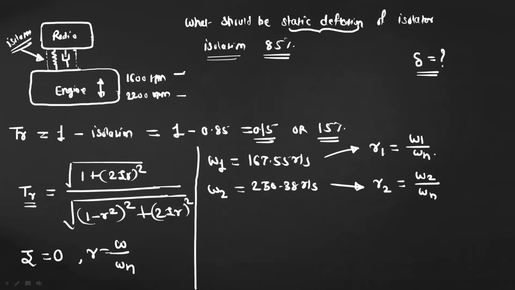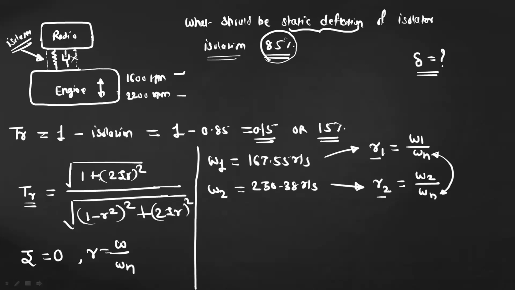For both the cases, we will have the same natural frequency because we are using the same isolator. We are not changing the spring. For the given isolator, there is no damper. So for the same spring, we will have the same natural frequency because the mass will remain the same. As we are changing omega 1 and omega 2, therefore R1 and R2 will change. And from these two values, we have to choose the best value that will give the 85% of isolation.